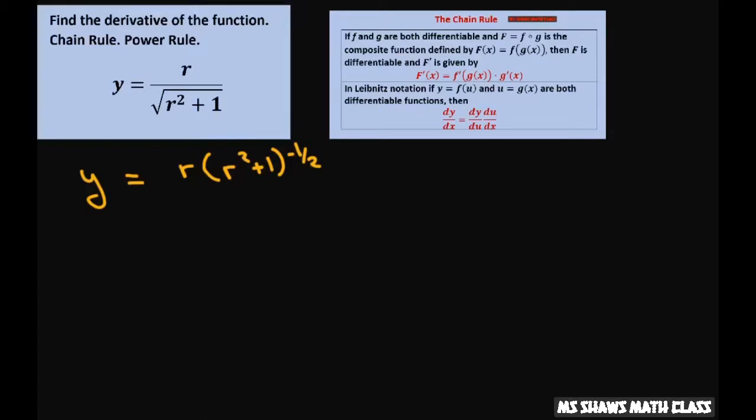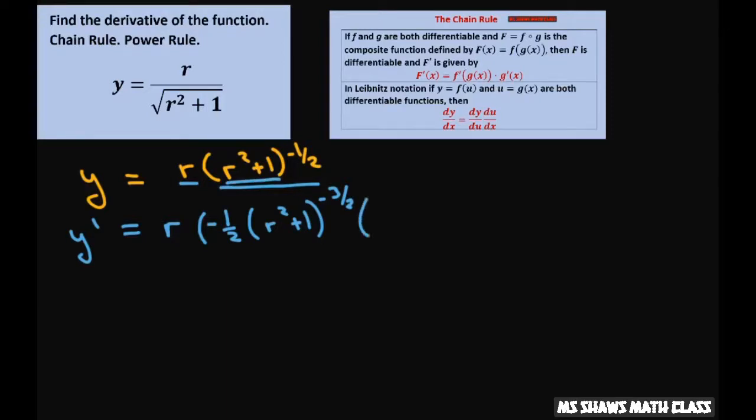All right, so for the product rule, we're going to get y prime equals, and you're going to take your first term, r, times the derivative of this using the chain rule. So this is going to be times negative 1/2 times (r squared plus 1) to the negative 3/2, and then you take the derivative of the inner function, which is 2r. And I'll do that. Notice that these r's will cancel.